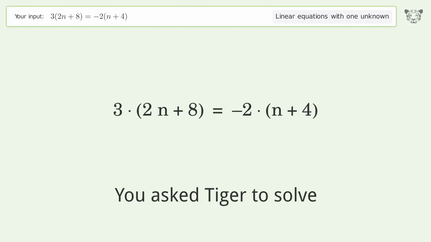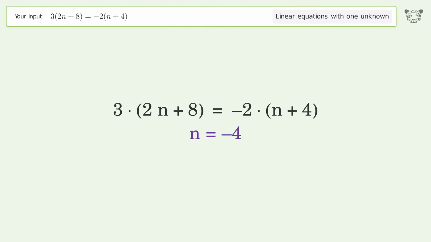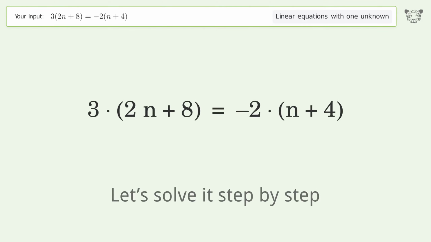You ask Tiger to solve this. This deals with linear equations with one unknown. The final result is n equals -4. Let's solve it step by step.